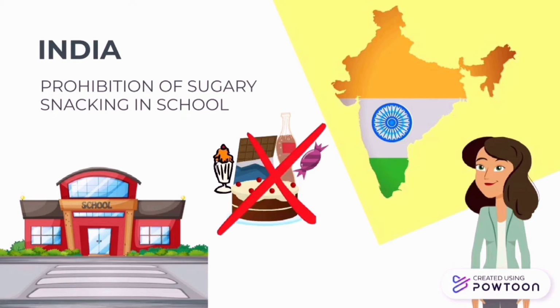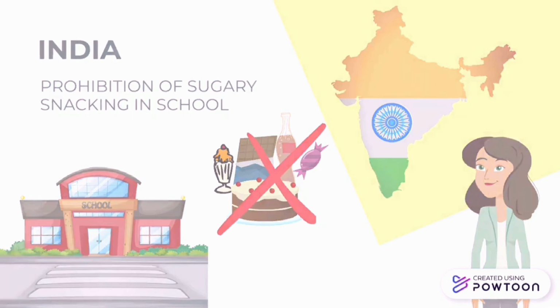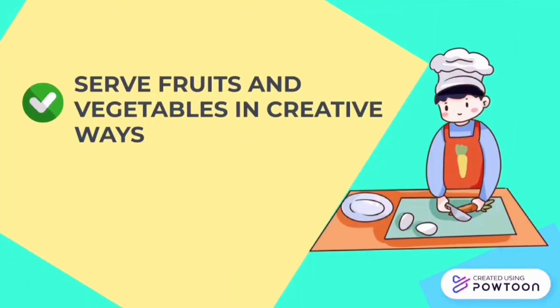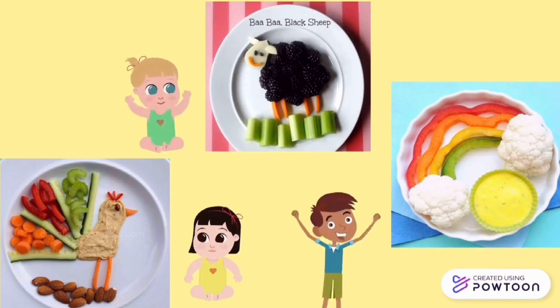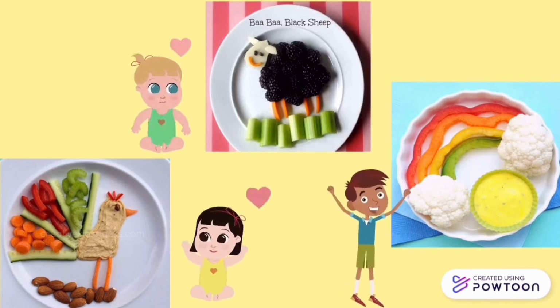The school also provides fruits and vegetables to the children. It is encouraged to serve high-fiber fruits and vegetables in creative ways. By making food fun for kids, it will help immensely in getting them to eat foods they may not normally like. As a result, it will attract the preschoolers to consume both fruits and vegetables instead of sugary snacks.